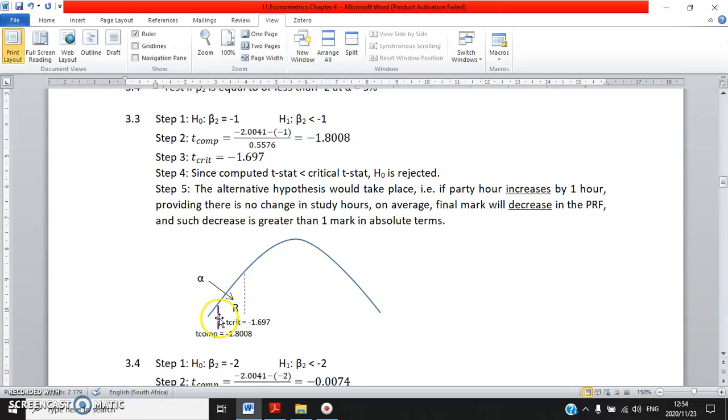Therefore, since the computed t-stat is smaller than the critical t-stat, the null hypothesis is rejected, meaning the alternative hypothesis would happen. That is, if party hour increases by 1 unit, providing there's no change in study hours, on average marks would change in the PRF, and such a change is greater than 1 mark in absolute terms. So smaller than minus 1, but after taking absolute terms, it actually means greater than 1 unit in absolute terms. So keep that in mind.